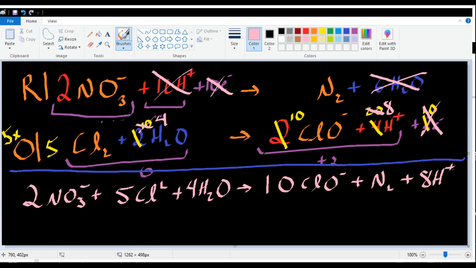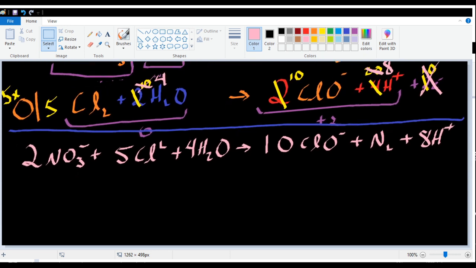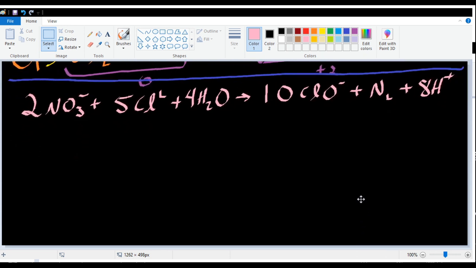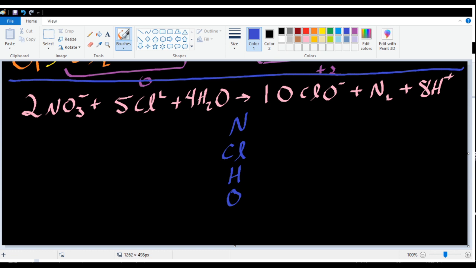All right. That might be the balanced reaction. Again, there's no way to really know for sure until you double check. So, nitrogen, chlorine, hydrogen, oxygen, charge, and coefficients.